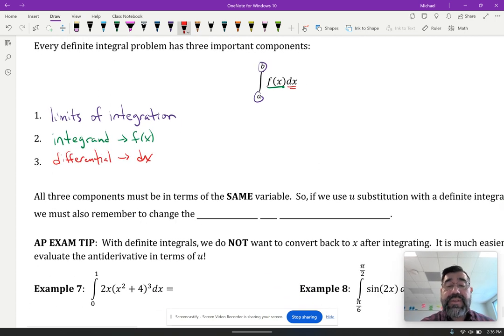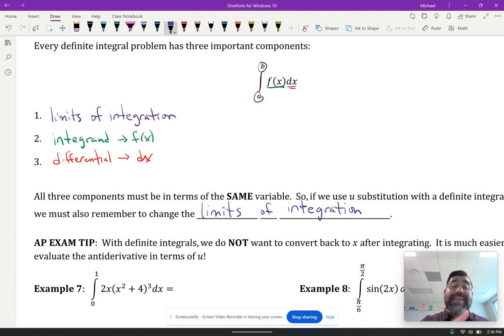So here's the new twist. There are good things and bad things about it, but let's keep in mind what we're talking about. If we use substitution with a definite integral, in other words, I have a starting point and an ending point, I see numbers on my integral symbol, then I have to also remember to change the limits of integration. It's a pain because I'm going to have to change these numbers.